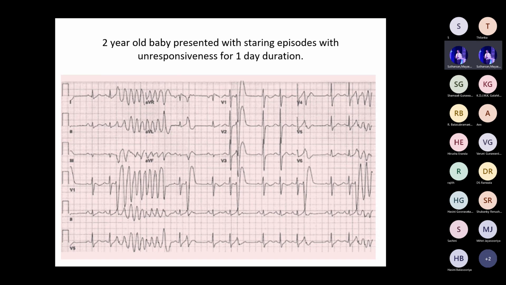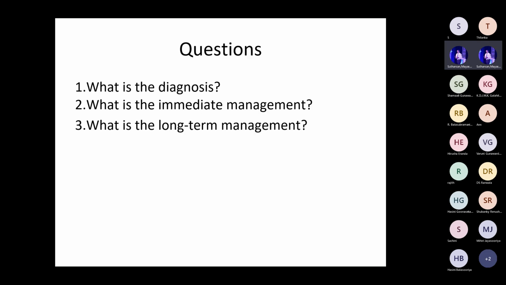Fair to think. But in case you have done the ECG, incidentally, and if you come across this ECG, this is the reason for these episodes, not the brain. It's not upstairs. It's over here. It's on the chest. So the questions: what is the diagnosis? What is the immediate management? What is the long-term management? Very easy.